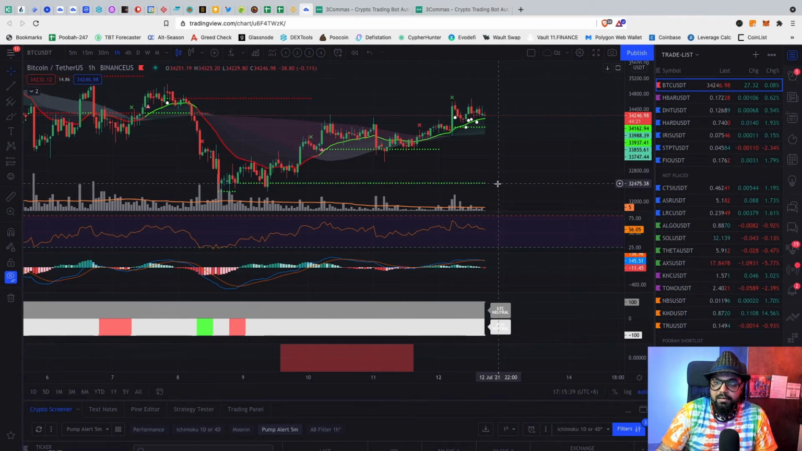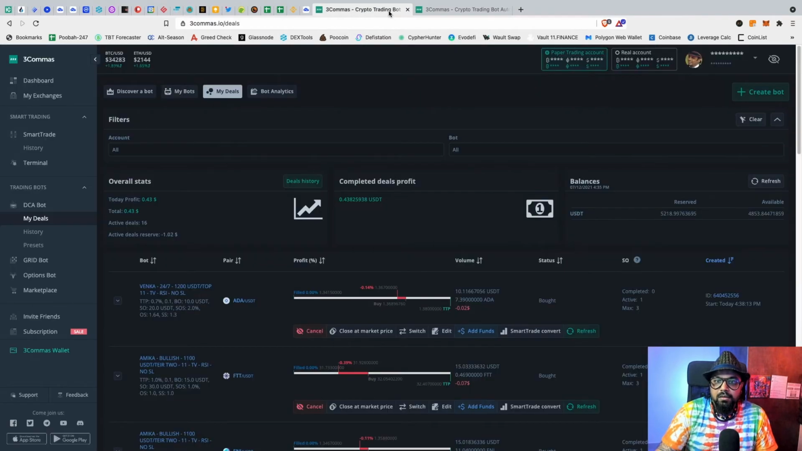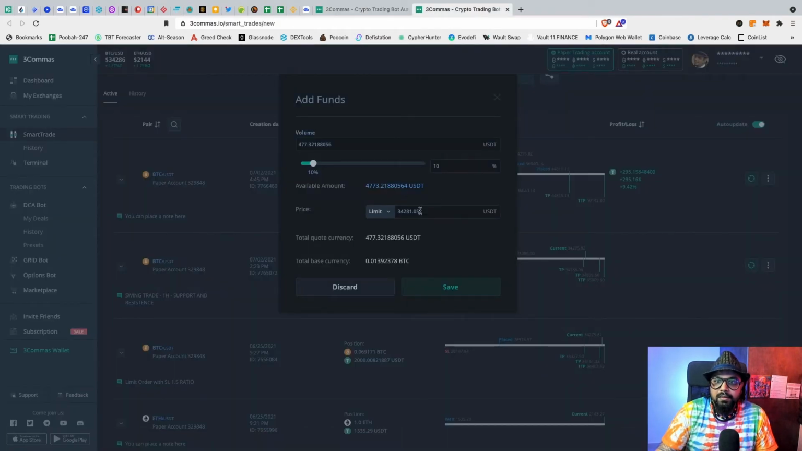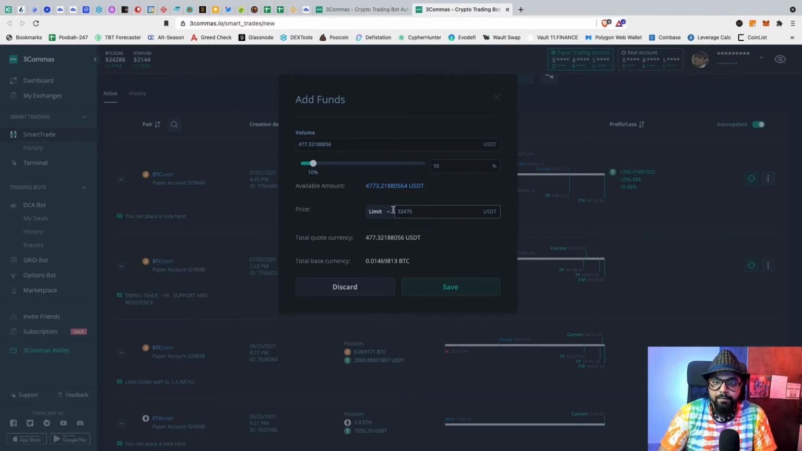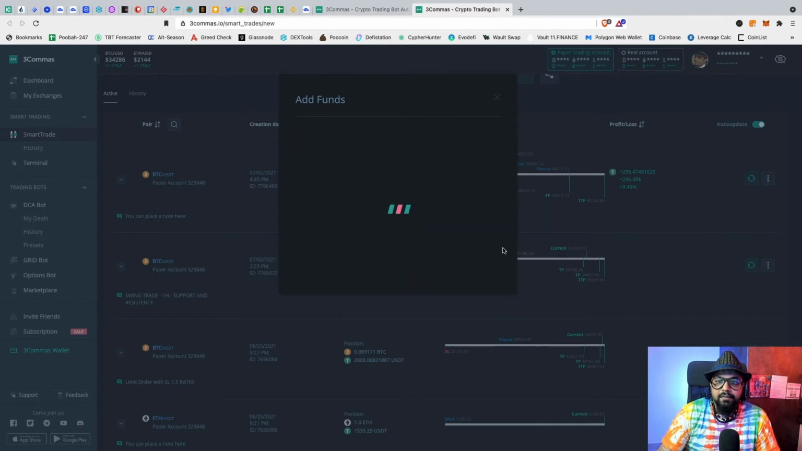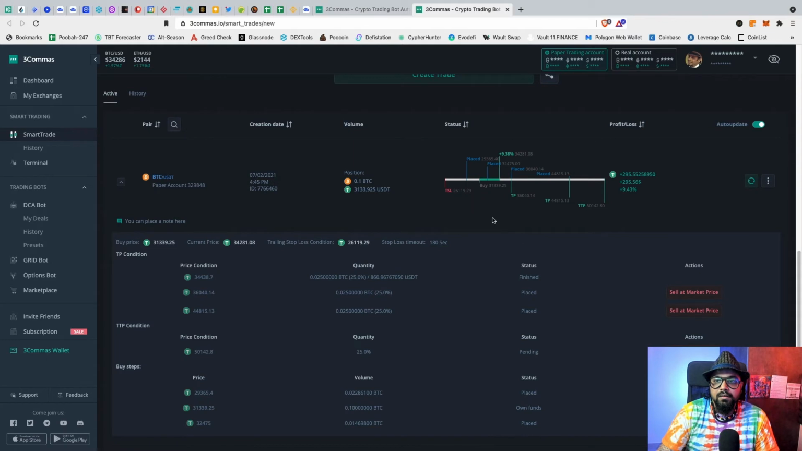So we see, okay, 32475. So we go back and here we write 32475. Okay, and save. So you can see that it added funds over here at 32475. So that's how you add funds in a smart trade.